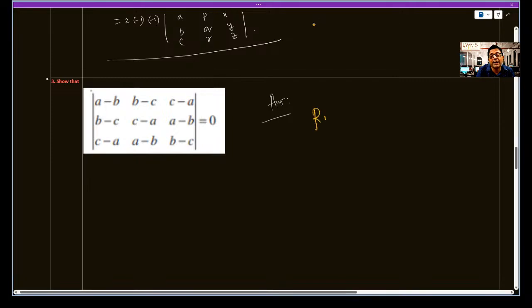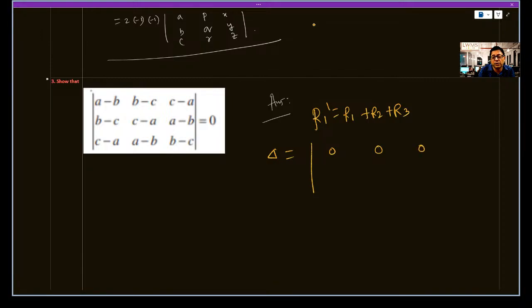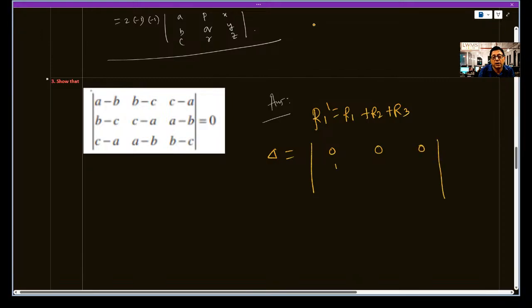We just do R1 dash equal to R1 plus R2 plus R3. So delta is going to be 0, 0, 0. Understood? A minus B.